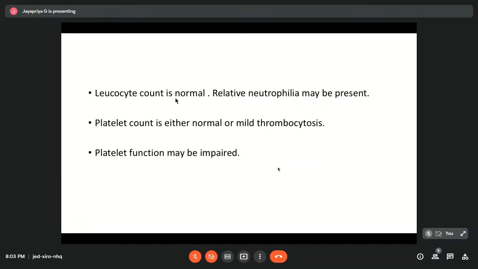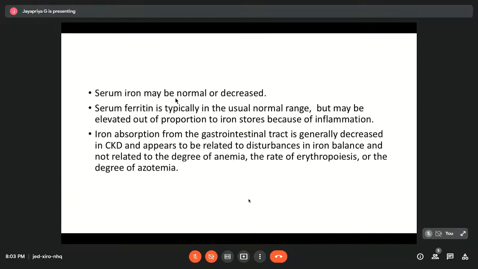Coming to the other blood lines, usually the leukocyte count will be normal, but a relative neutrophilia can be seen. The platelet count can be either normal or a mild thrombocytosis can be seen. But because of uremia, platelet function may be impaired in chronic kidney disease. Coming to the iron studies, it may be normal or decreased, and serum ferritin usually will be in the normal range, but if there is an inflammatory component, the ferritin levels will be increased out of proportion to the iron stores.